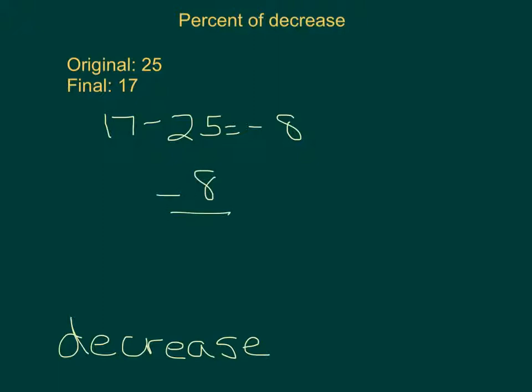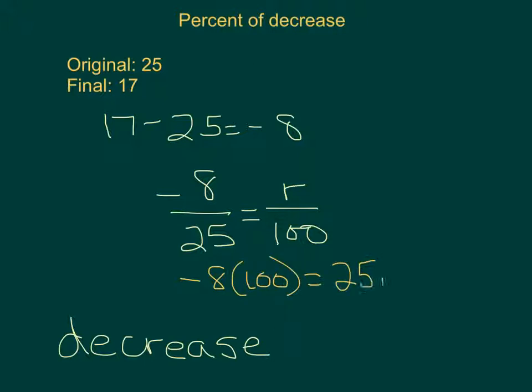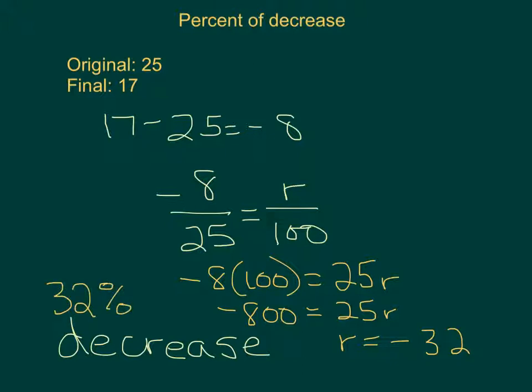We have negative 8. Our denominator is always our original number. We always set it to some number over 100, and we solve. So we have negative 8 times 100 equals 25r. Then we have negative 800 is 25r. So r would equal negative 32. Well, we're not going to say a negative 32%. We're just going to write it as a 32%. And then we make sure we include the word decrease to represent the negative.